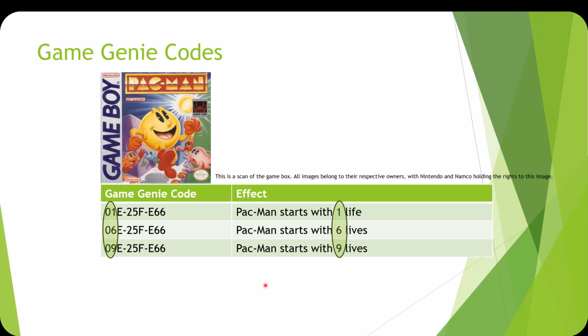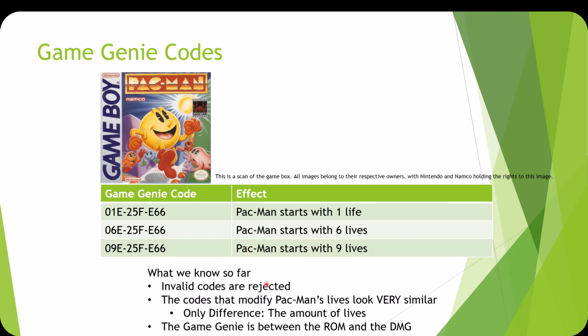So how do the Game Genie codes work anyway? This is what we need to answer now. So, what we know so far, let's just review. We know that invalid codes are rejected. I tried to make up my own codes. I tried to just input random numbers and they were rejected. Obviously, that's a security measure. We don't want the game to be breaking. And the codes look very similar. Actually, the number of lives is the only thing that's changing between the codes. That's the only difference, right?